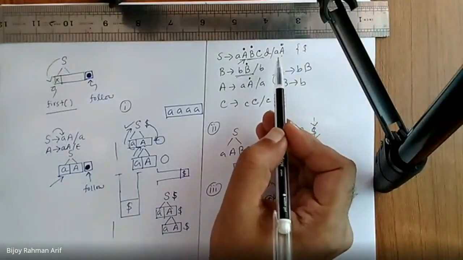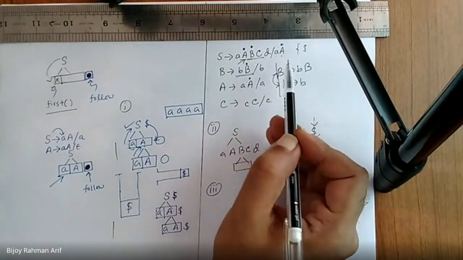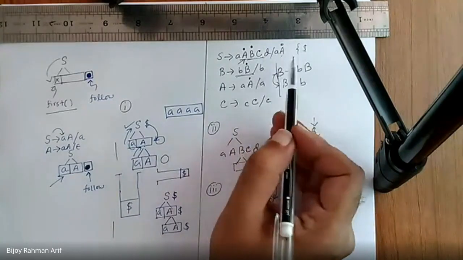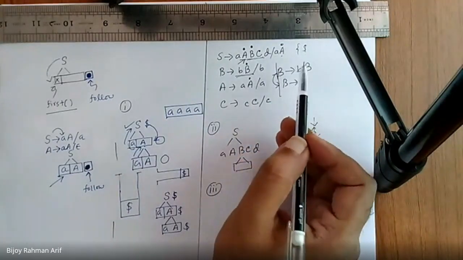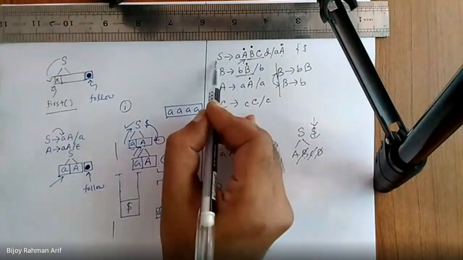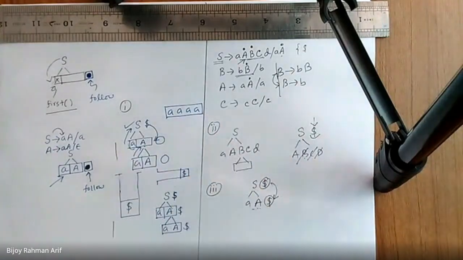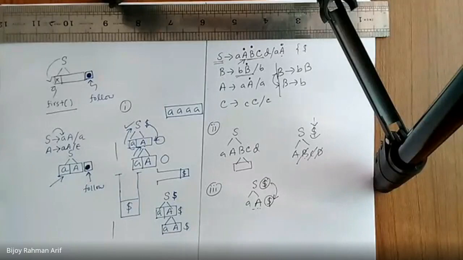So whenever any variable appears at the end of some product, then follow of that variable is nothing but follow of the left hand side. In this case, follow of the left hand side is nothing but S. Is it clear to you? Yes sir. These three are the rules.